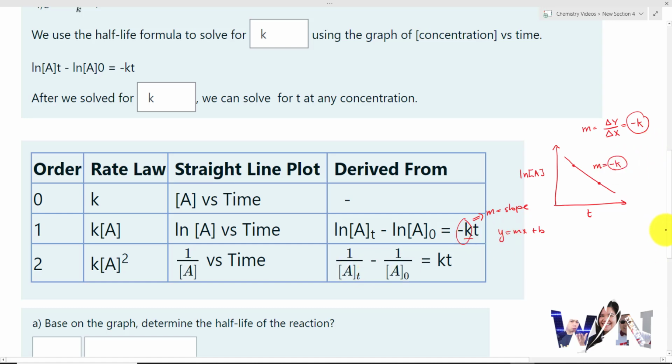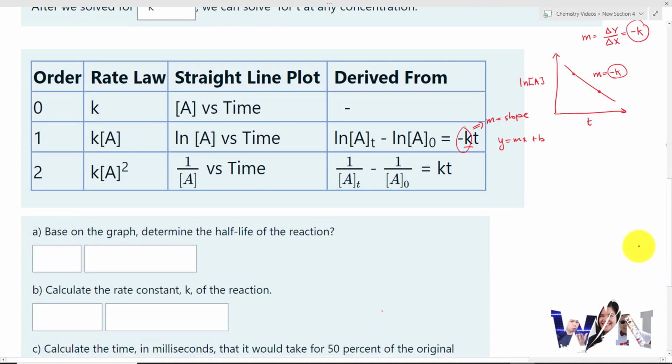For the second order, I'm just going to draw it out for you as well. See how I just look at this and I know right away. So 1 over A versus t, look at k. K is positive, that means the slope is positive, so the graph will look like this. Again, slope is equal to k. Here we have negative k, here we have k, and the same concept applies: choose any 2 points to solve for your slope.